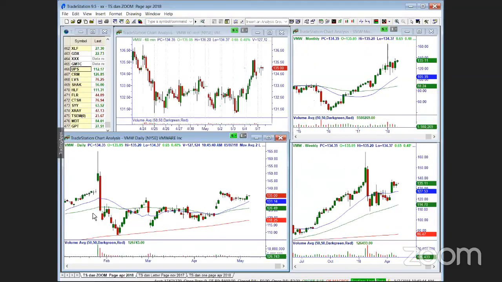Our VMware put hit because I actually got to send it a more aggressive entry instead of over the high. It's holding up. Yeah, looks good.